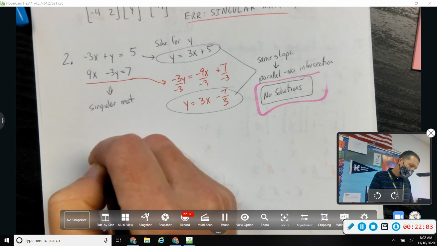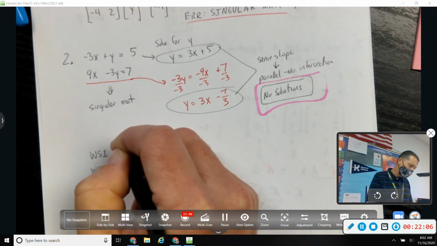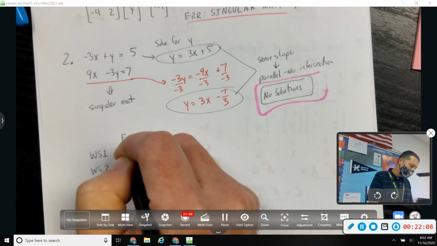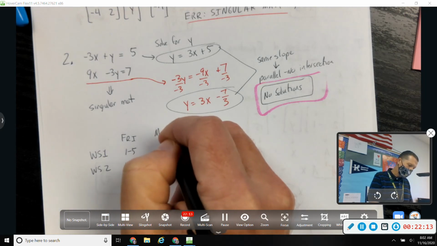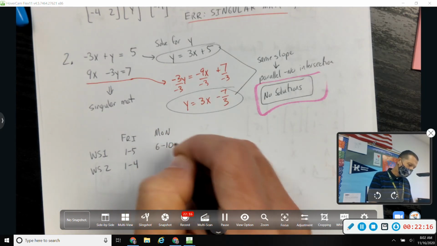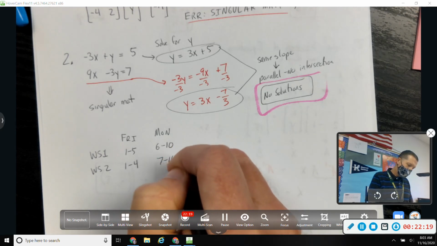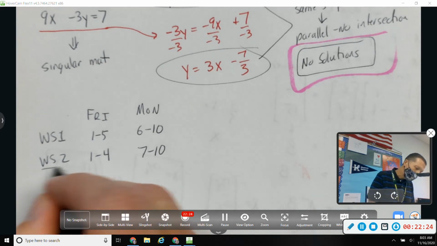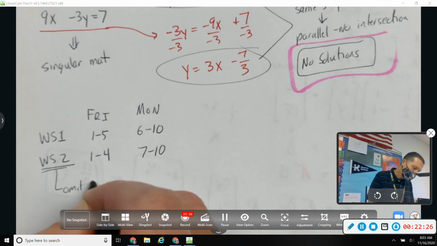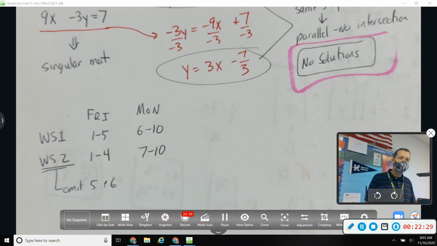All right, worksheet 1 and worksheet 2 are kind of working in parallel. Friday we did 1 through 5 on worksheet 1, 1 through 4 on worksheet 2. Today we'll do 6 through 10 on worksheet 1 and 7 through 10 on worksheet 2. By the way, this does mean that on worksheet 2 you can omit 5 and 6. They're a little bit weirder. We don't have to worry about them. They're beyond the scope of this class, is a fancy way to say it.